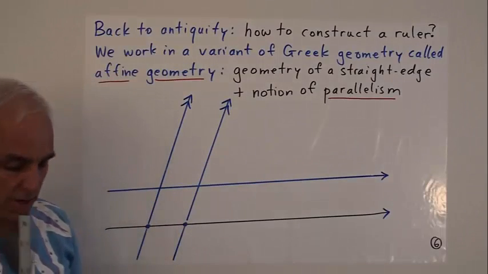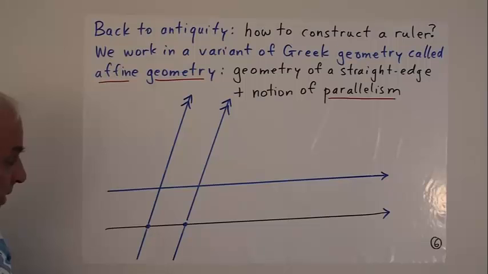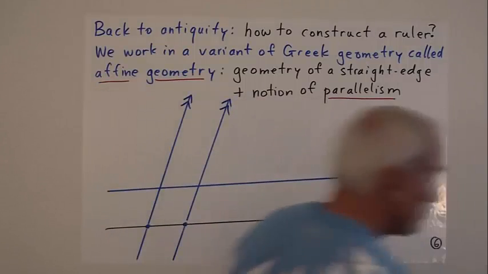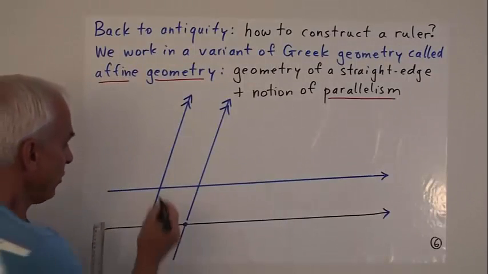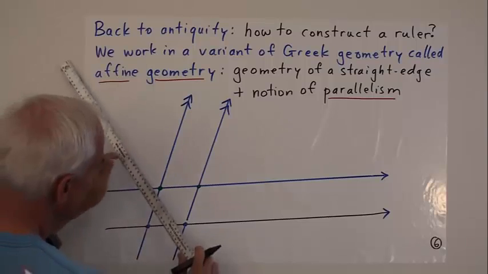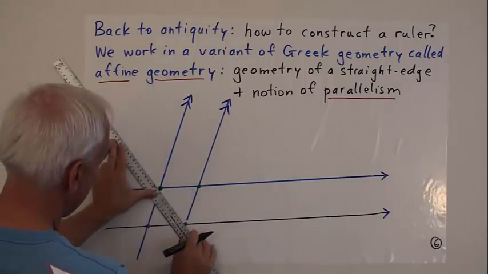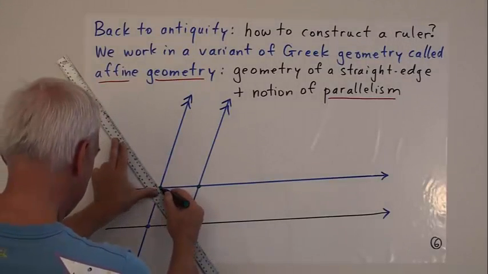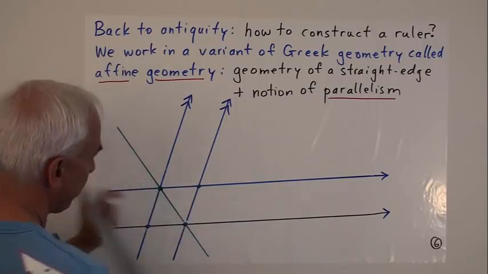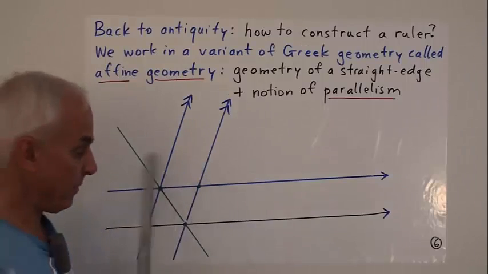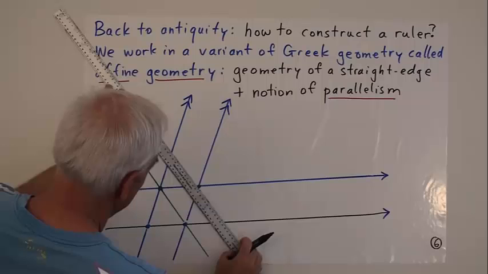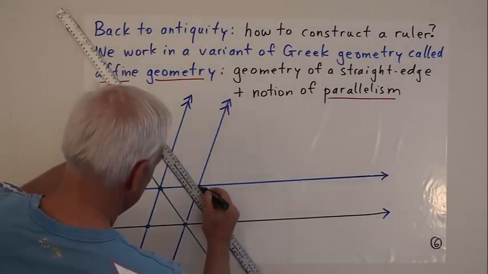Alright. And now we want to make a ruler. How am I going to do that? Well, I'm going to draw some more parallel lines. So here's a new point. And here's another new point. And I'm going to connect this new point with that old point down there. There's another line. And then through this point here, I'm going to draw yet another line that's parallel to the one that I've just drawn. Alright, so there we go.